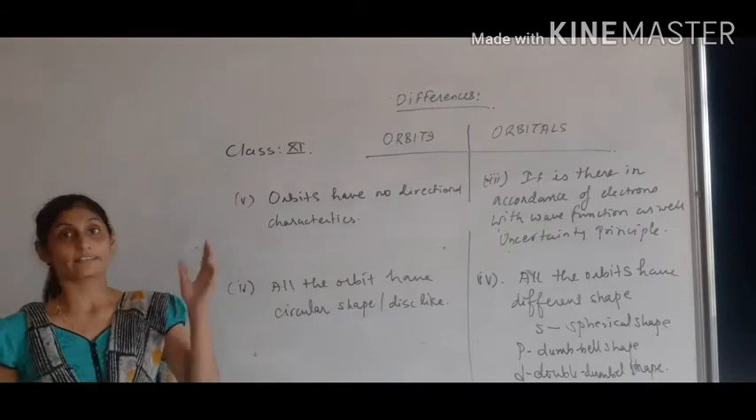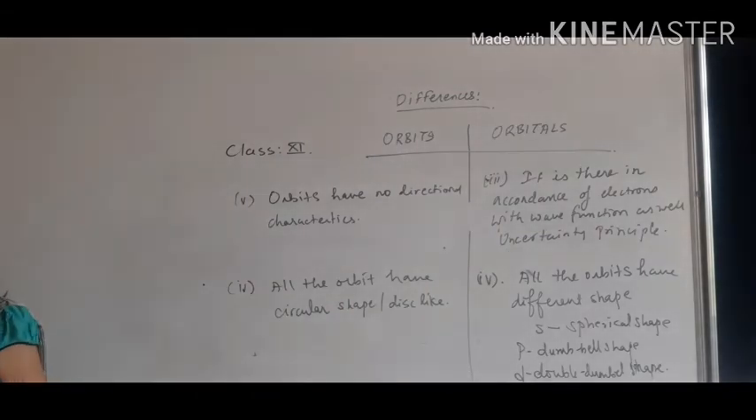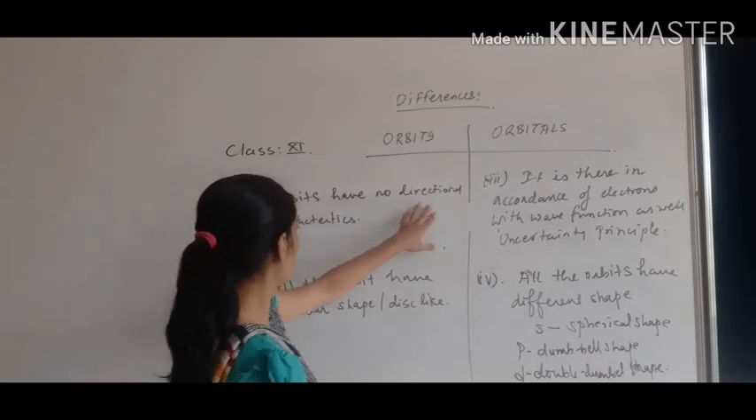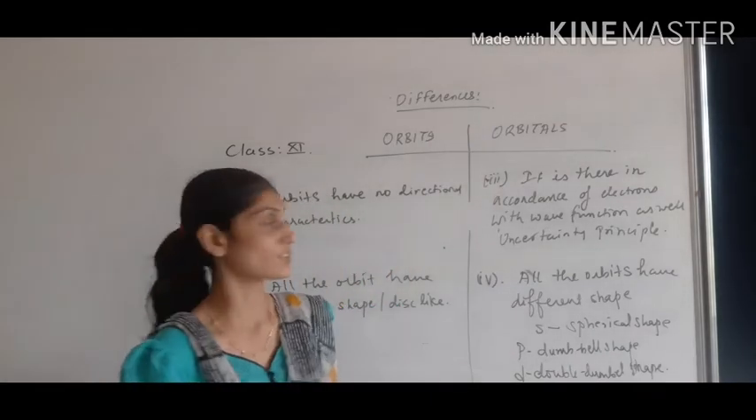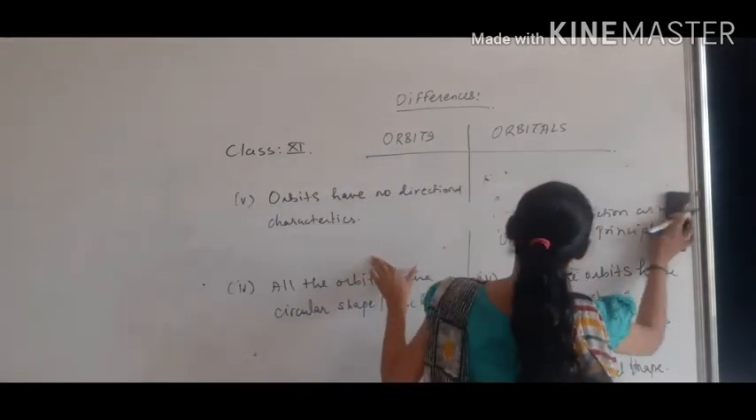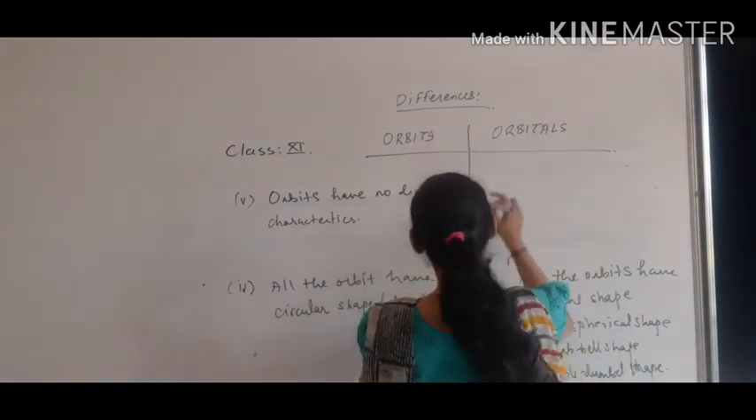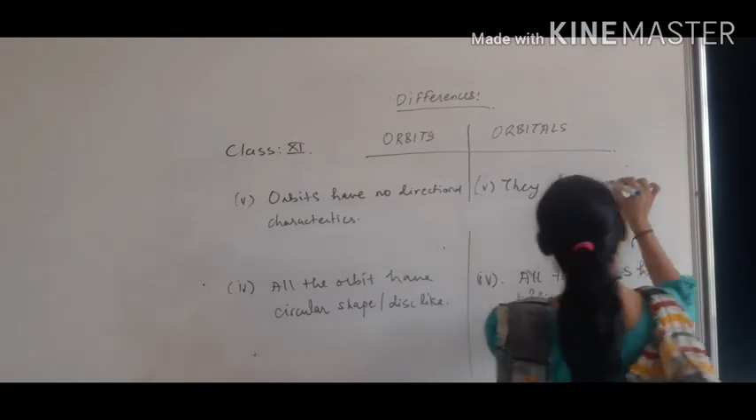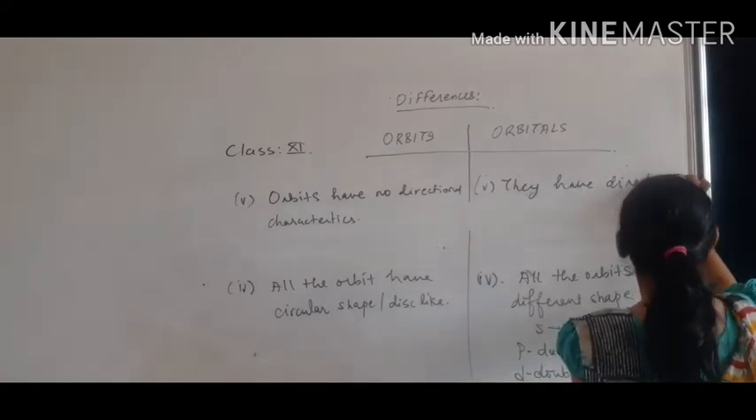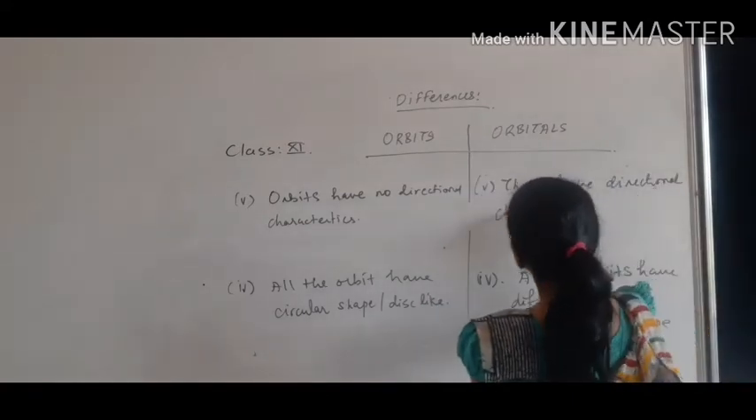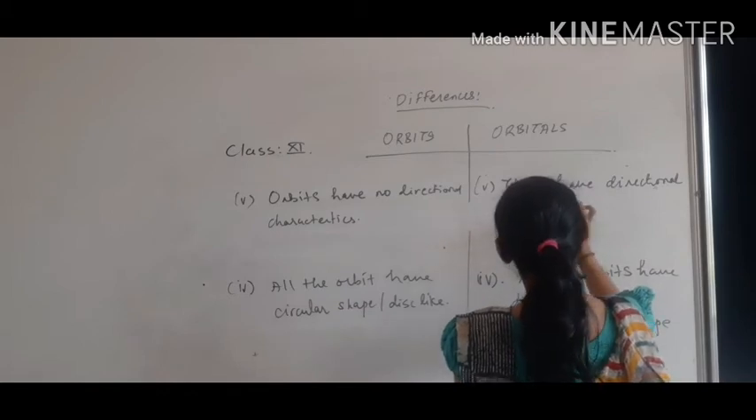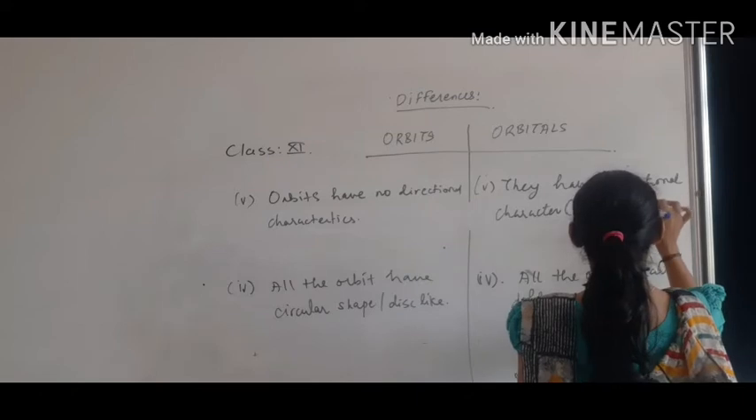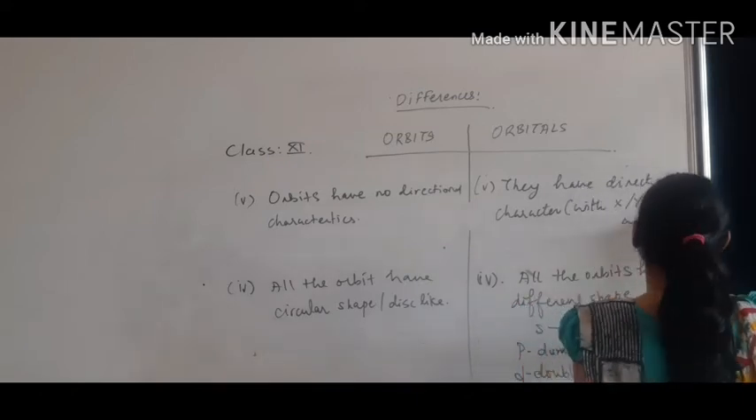So what you can write is that orbits do not have any kind of directional characteristic. That means they do not have a specific direction, whereas orbitals have directional character with the x, y and z axes.